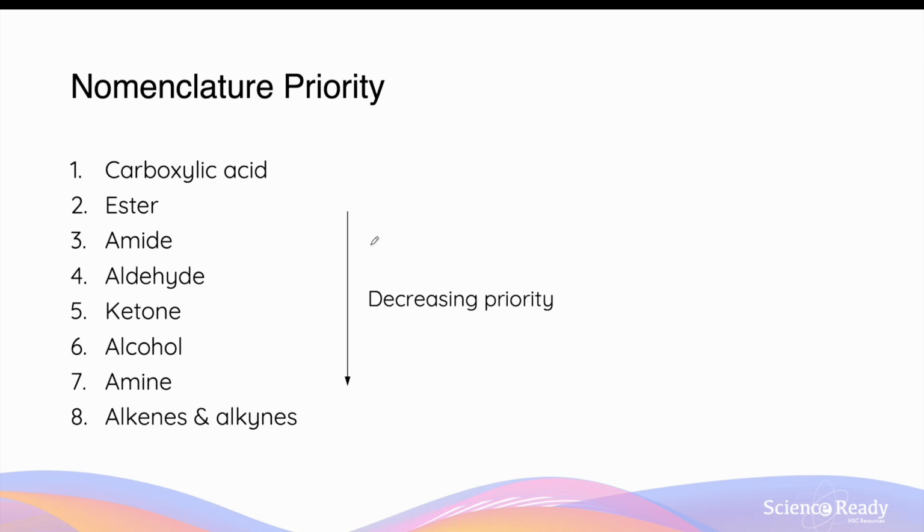By way of review, when there are multiple different functional groups in a molecule, we need to arrange them in order of priority. Functional groups with higher priority will be given a suffix in the name, whereas functional groups with lower priority will be given the prefix of the name. We'll go through each functional group individually and discuss how their priorities will affect the names.